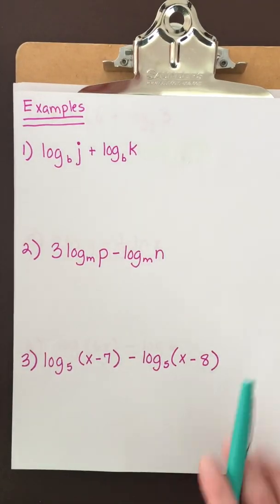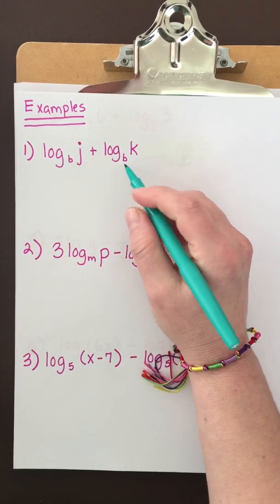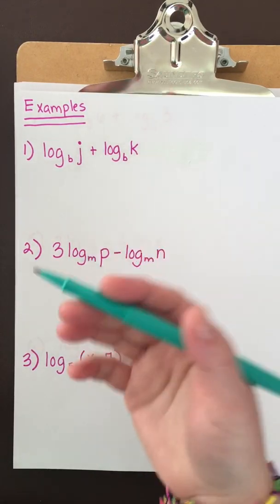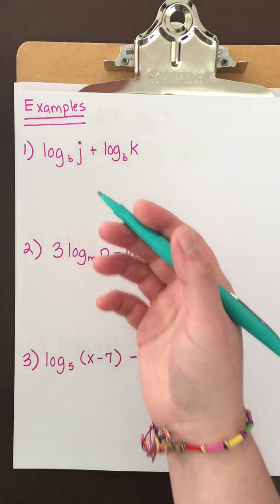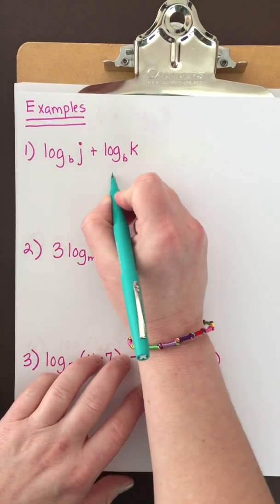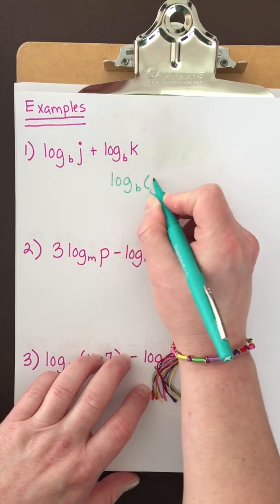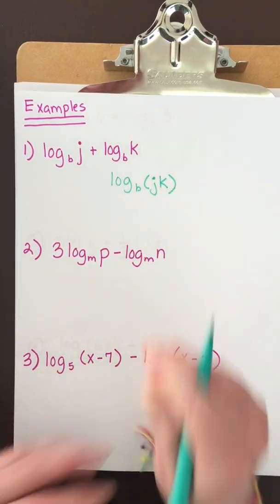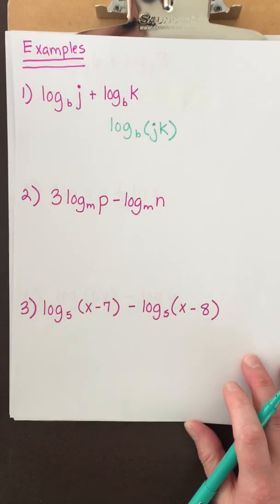For the first one, we have the log base b of j plus the log base b of k. They're being added. The bases are the same. So if I use my property backwards, I can change it from a sum to a product. So that'll be the log base b of j times k. And that's it. Let's look at the next one.